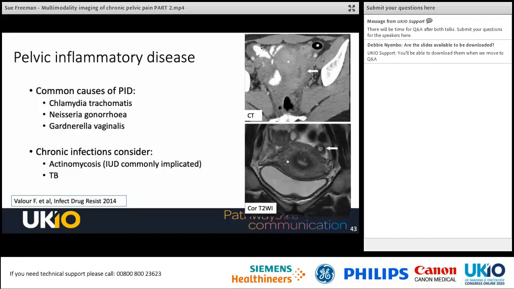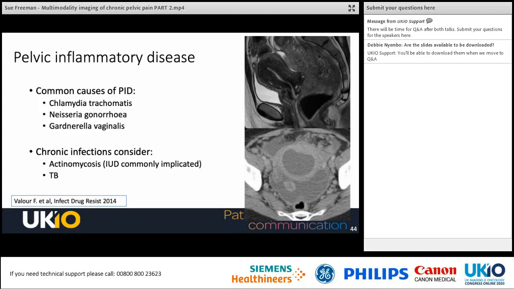You can see at the top here, the patient with suspected appendicitis shows a grossly thickened left fallopian tube with fluid in the pelvis and fat stranding. And the bottom image is the same patient a little while later, again still showing on this coronal T2 weighted image that thickened, dilated left fallopian tube.